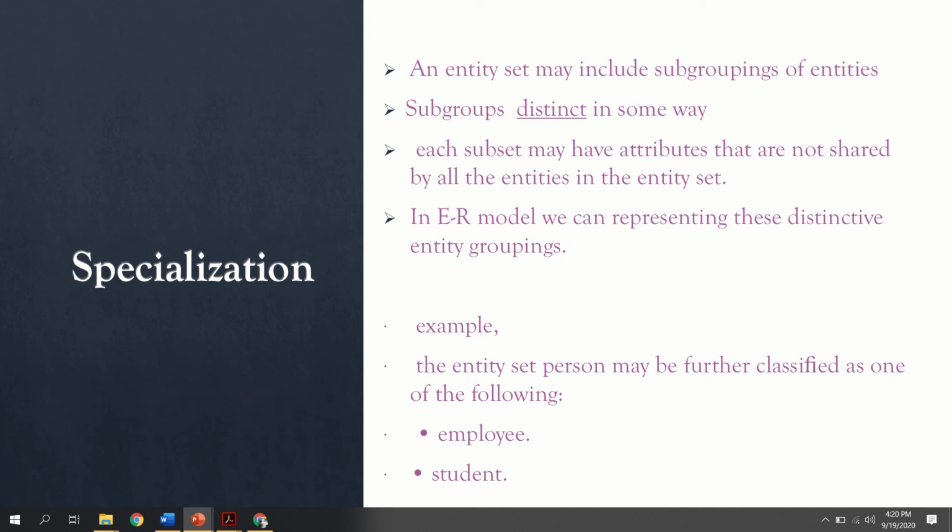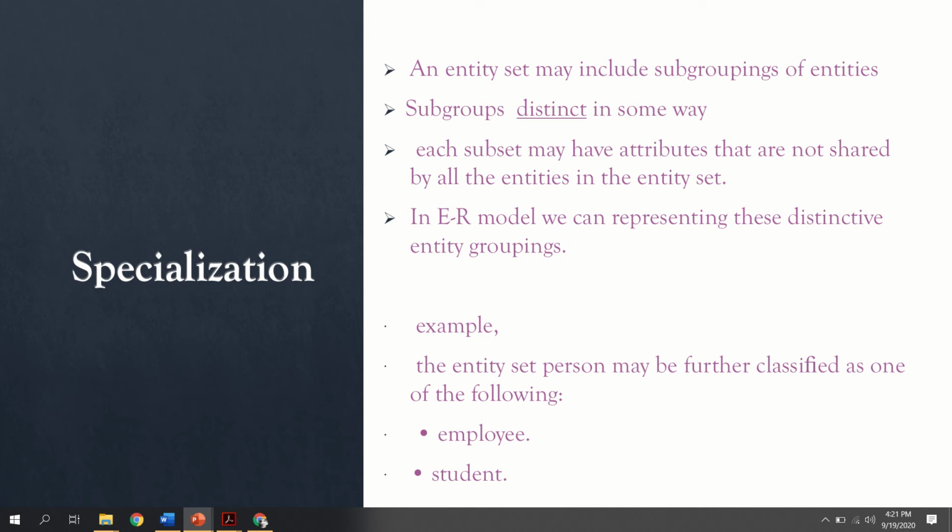We can explain this concept with an example. As we said, we took a university as an enterprise, from where we took an entity set called person. Person has, so far, 3 attributes: the ID, the name and the address. If you take a particular person, the person can be either an employee or a student. That means we are classifying a person into 2 subcategories, subgroups.